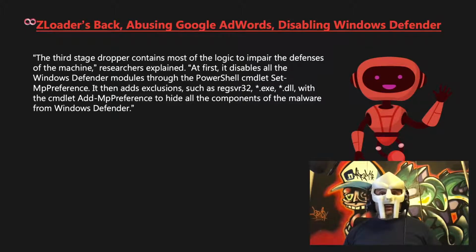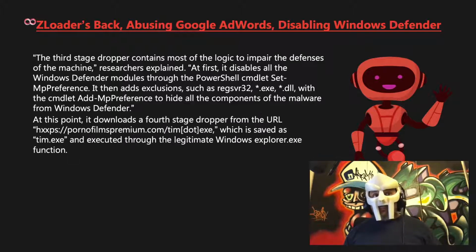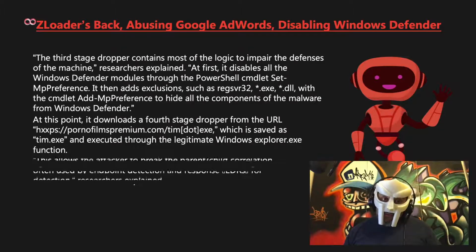The third stage dropper contains most of the logic to impair the defenses of the machine, researchers explain. At first, it disables all the Windows Defender modules through the PowerShell commandlet Set-MpPreference. It then adds exclusions such as regsvr32, star.exe, star.dll, with the commandlet Add-MpPreference to hide all the components of the malware from Windows Defender. At this point, it downloads a fourth stage dropper from a URL, which is saved as tim.exe and executed through the legitimate Windows Explorer.exe function.